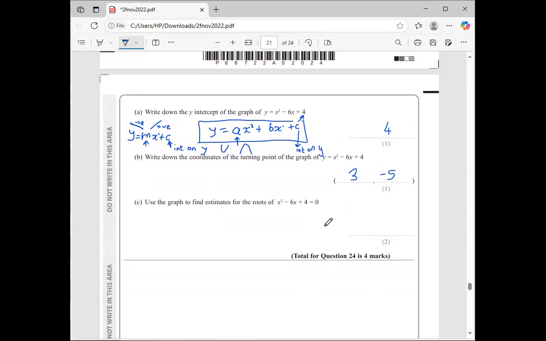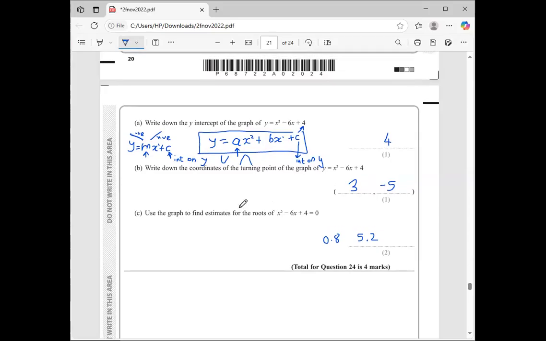So how do we write it? We can write it like this. Just write 0.8 and 5.2. That's the reason why it says we should find them as estimates. It's agreed to the fact that they won't be whole numbers. Are you good with that?